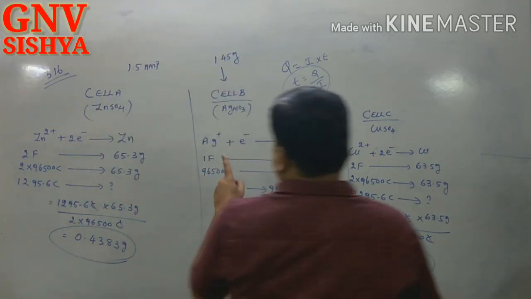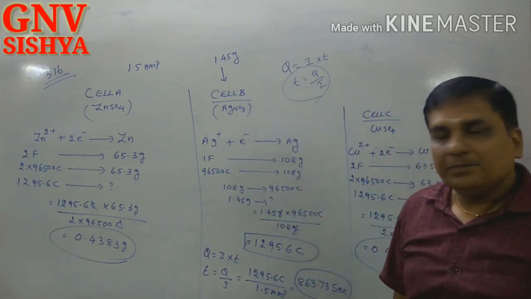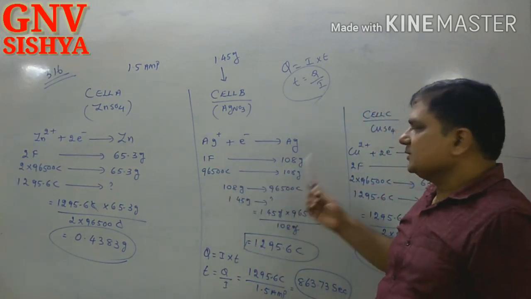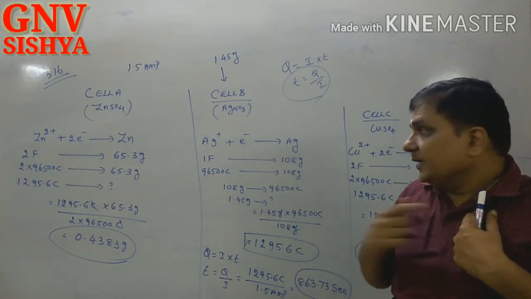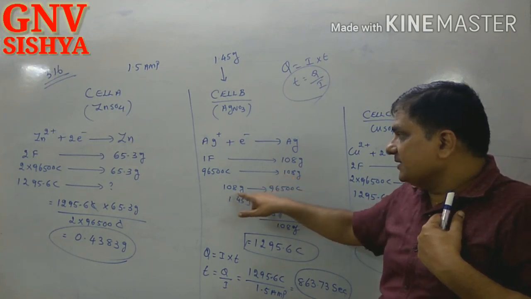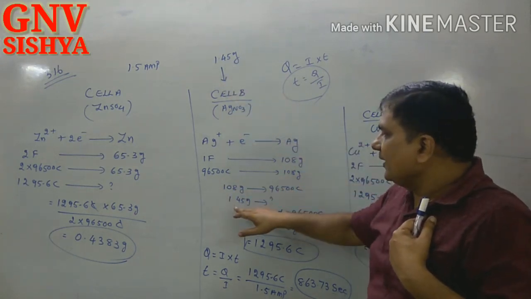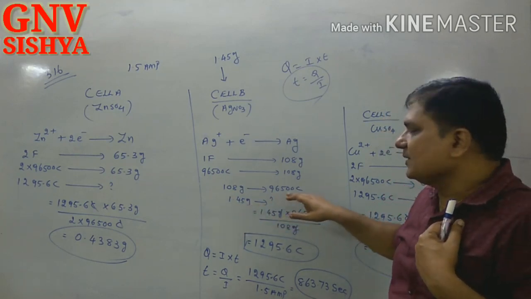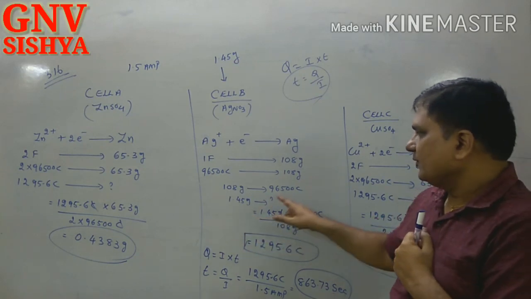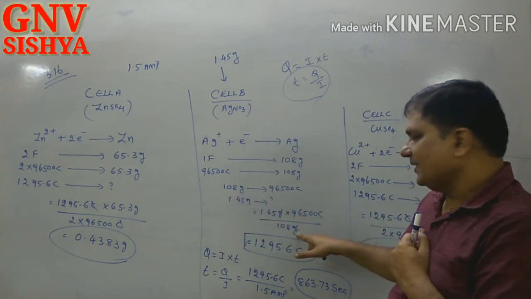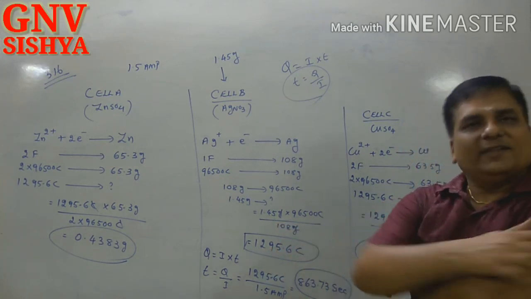What is the middle column now? 1 Faraday of electricity deposits 108 gram of silver. That is 96,500 coulomb deposits 108 gram of silver. How you ought to interpret now? 108 gram of silver is deposited by 96,500 coulomb. Therefore, 1.45 gram of silver is deposited by how much coulomb? What is the answer? 1.45 into 96,500 divided by 108. So, 1295.6 coulomb of electricity.